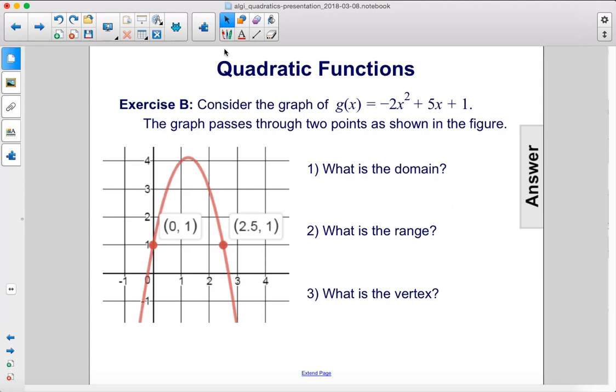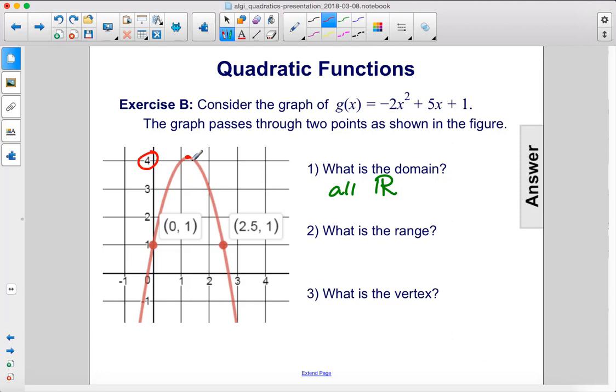Exercise B. Consider the graph of g of x equals negative 2x squared plus 5x plus 1. The graph passes through 2 points as shown in the figure. What's the domain, what's the range, and what's the vertex? All right, so the domain for all parabolas like this is going to be all real numbers. So all real numbers. What is the range? Well, the range is whatever the y value here is. It's not 4, it's a little bit above 4, but it's going to be that value and lower.